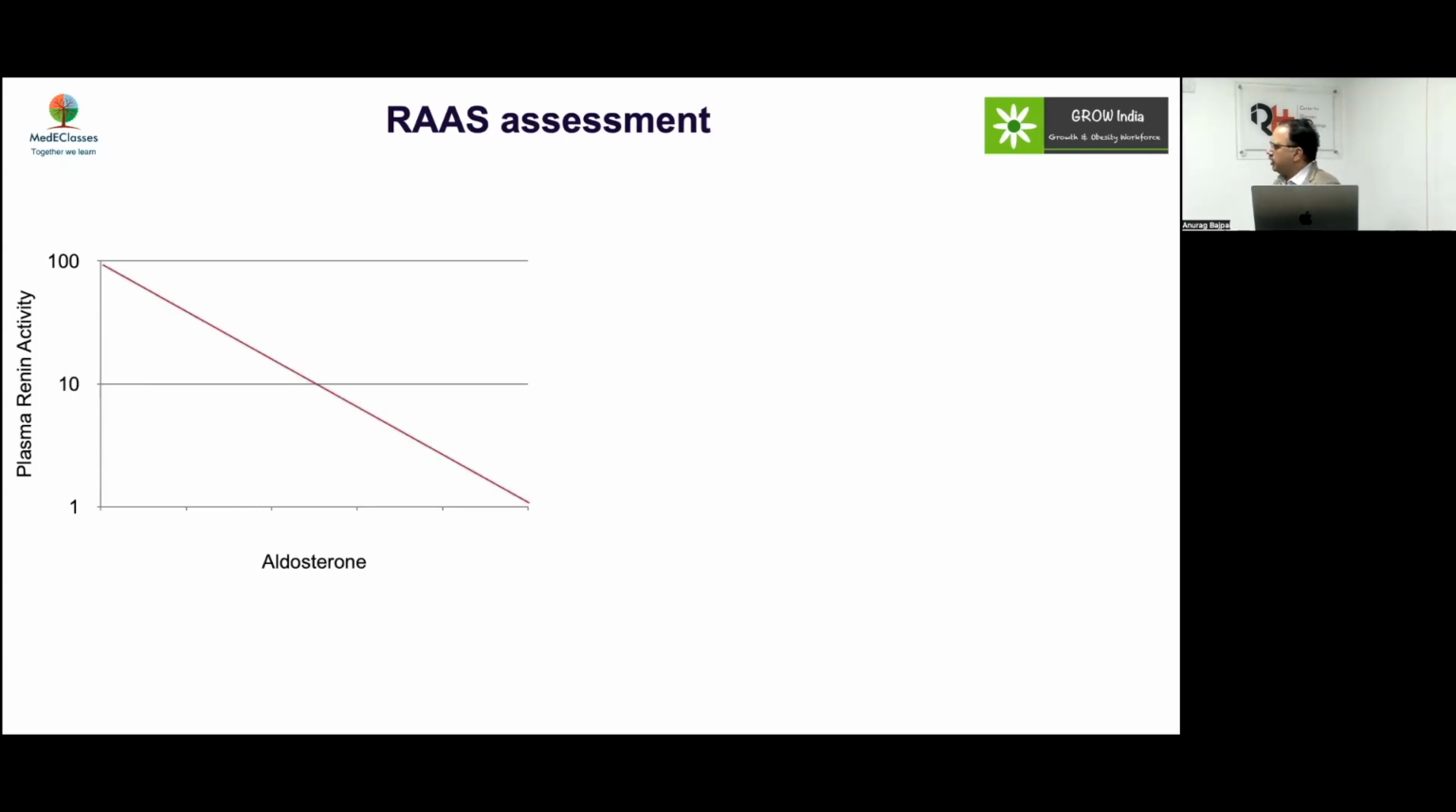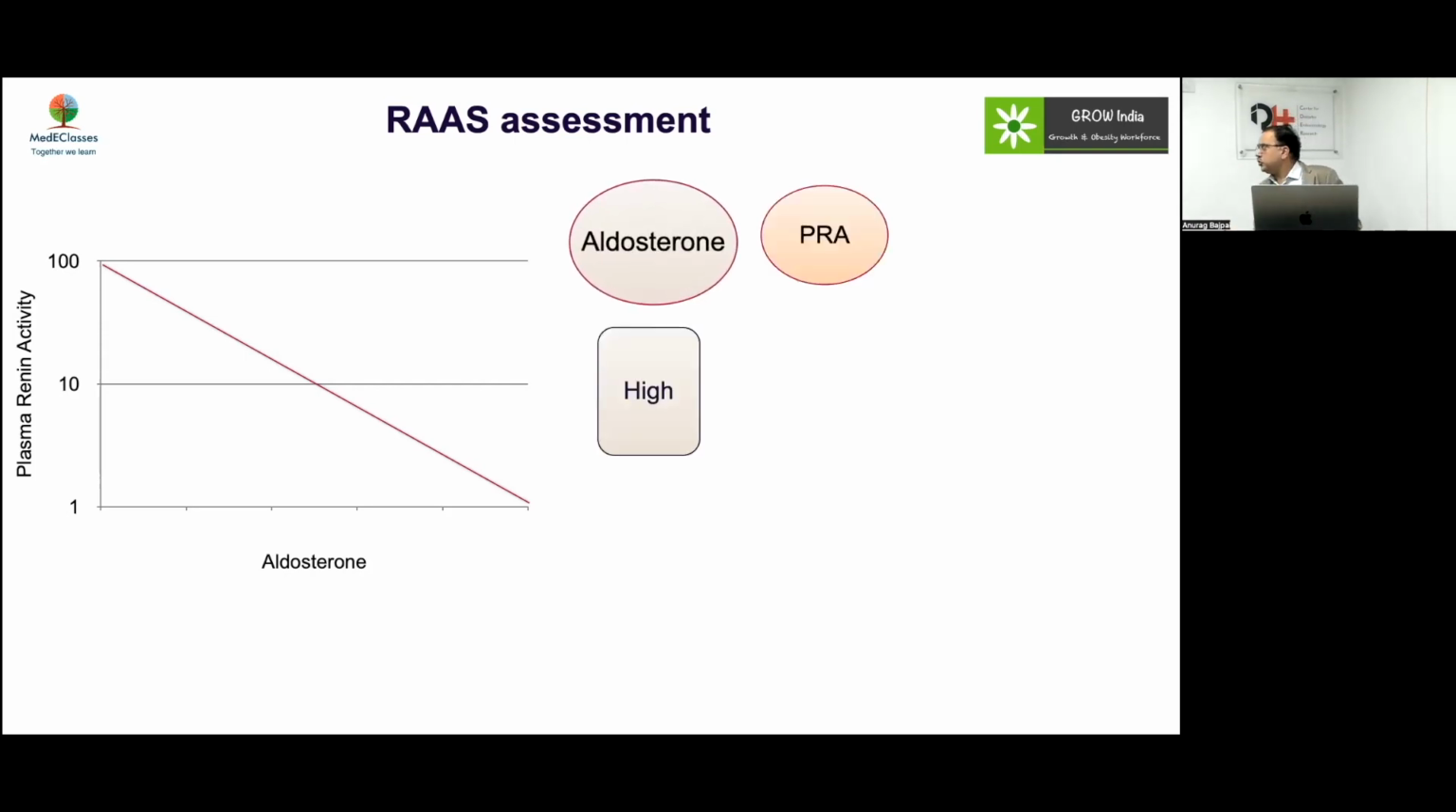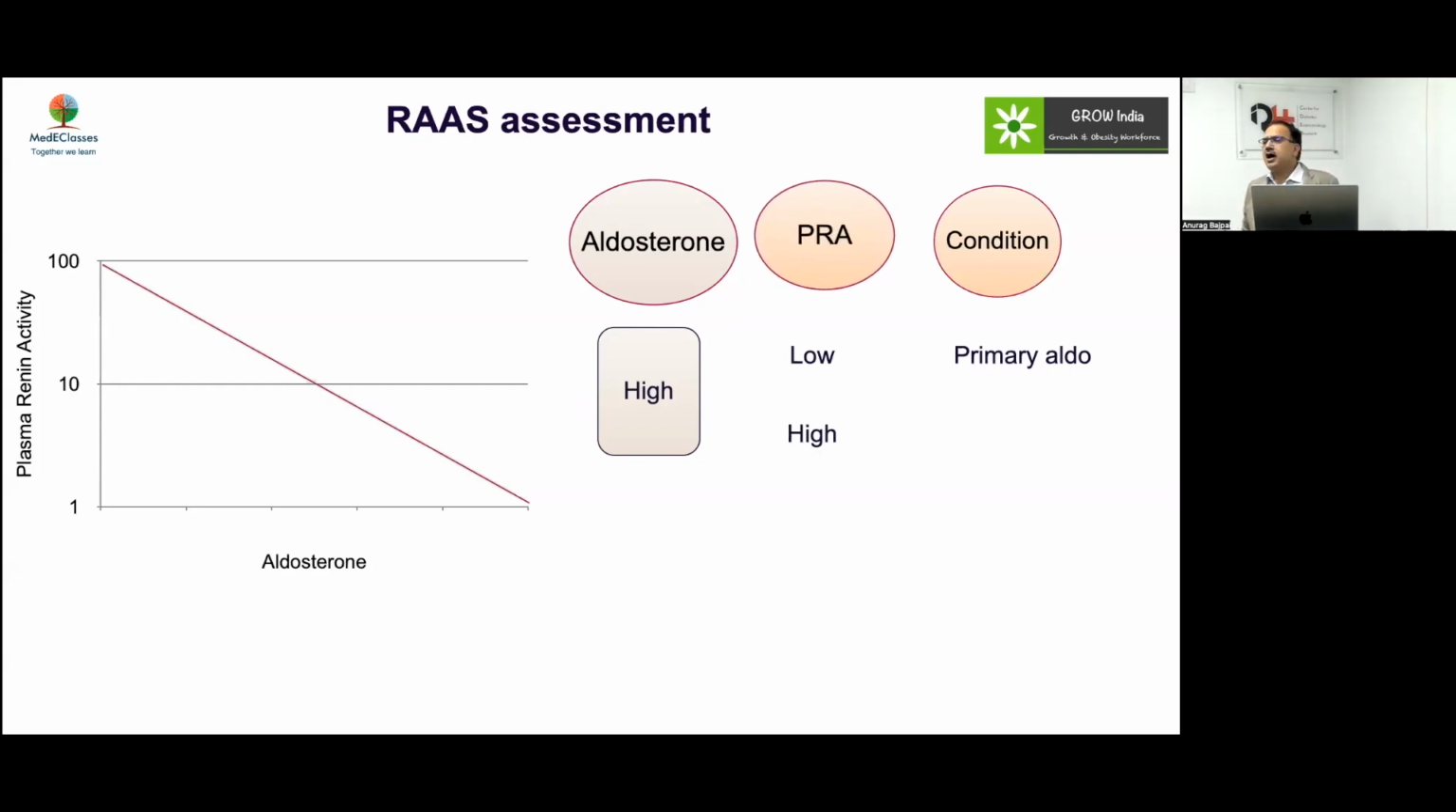If your aldosterone level goes up, renin should be zero. So you have to correlate aldosterone and renin, and they have to be done in parallel. So if aldosterone is high, PRA level should ideally be low. This is primary hyperaldosteronism. If, however, your PRA is high, it means renin is driving the whole picture, and this would mean something like a renal artery stenosis scenario.